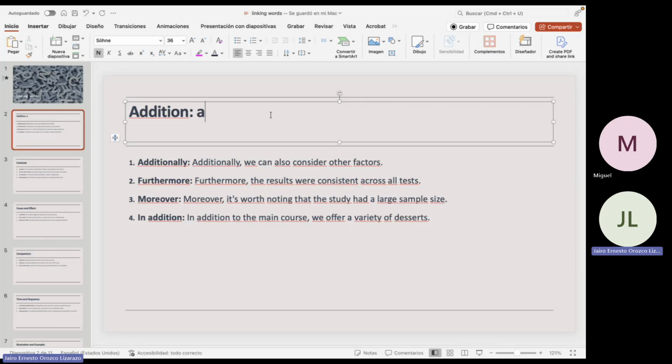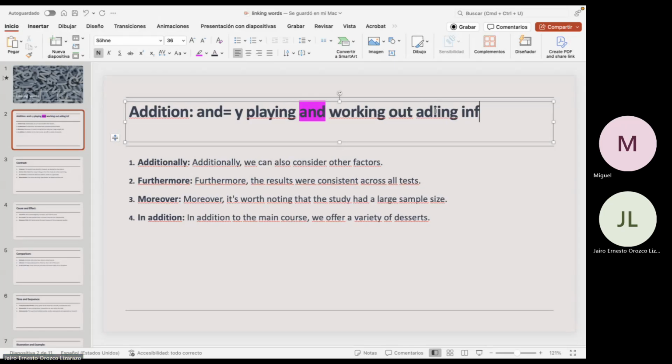So the most common addition linking word is the word and, in Spanish, y, right? For example, we say playing and working. We are adding information. There are more formal ways to say this, for example, additionally, right?